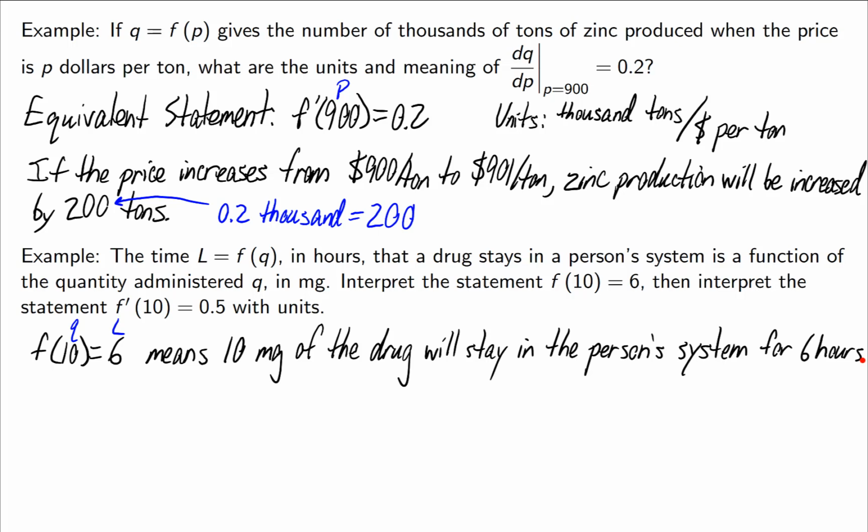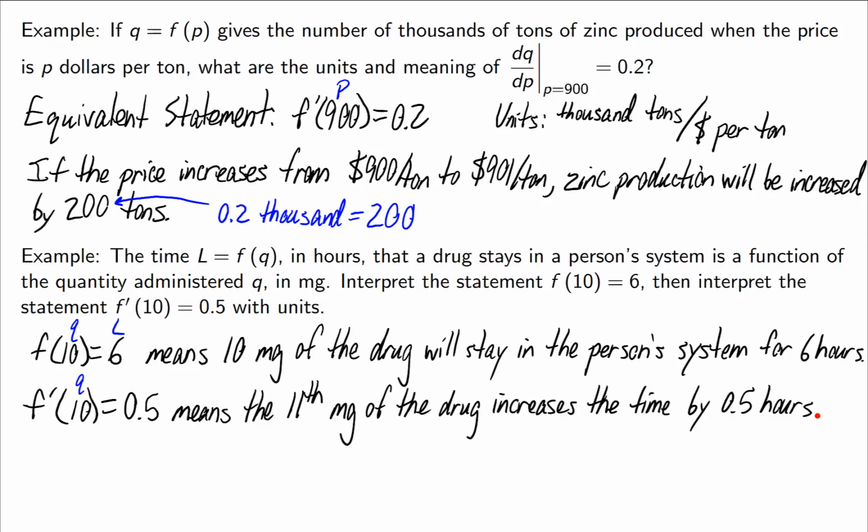Now let's try to do the derivative statement. F prime of 10 equals 0.5 is again associated with Q equals 10. But remember, we're talking about next. So this is talking about the 11th milligram that we're thinking about, and that's going to give you a change in time due to that 11th milligram. So it means that the 11th milligram of the drug increases the time by 0.5 hours.